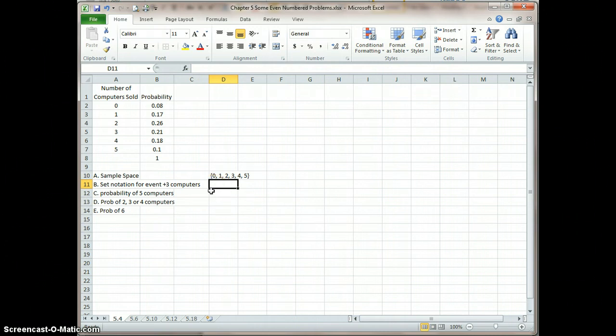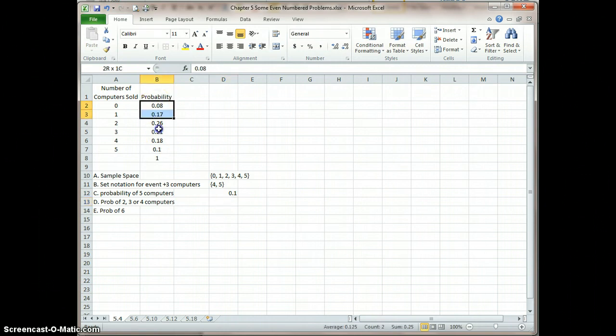And then, using set notation for the event of selling more than 3 computers, we just put 4 and 5 in there. Again, we wouldn't need to show 3, but we'd need greater than 3, so we just include 4 or 5 there. The probability of selling 5 computers, we just go right over here, look at 5 and go across, and that gives us the probability of 5. So I'm just going to go equal and put that cell right there, and that gives us that probability.